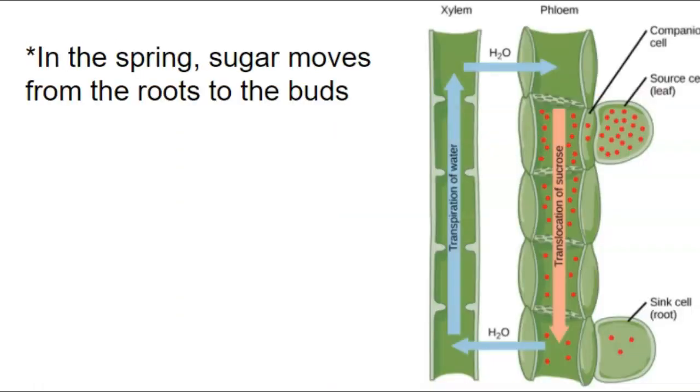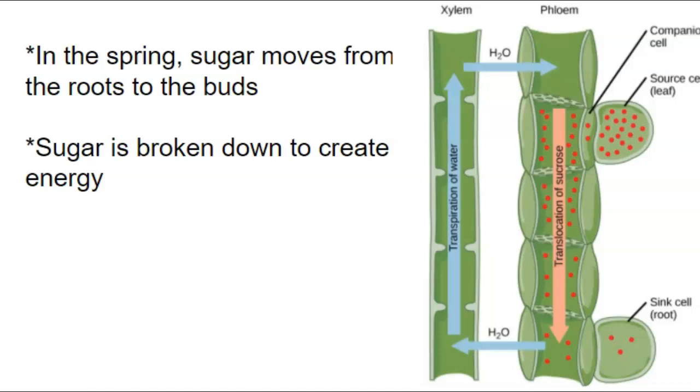So what happens then is in the spring, the sugar is all in the roots here. So this would be reversed. We'd have a lot of dots of sugar down here, and it's going to use the same process. Water is going to come in, help it flow upward, and it's going to move to the buds. And then that sugar is used to create energy.